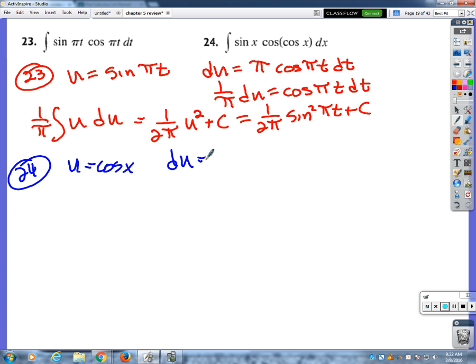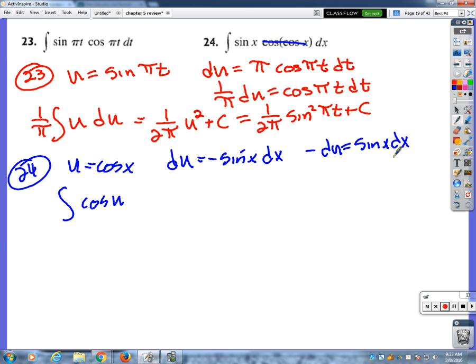So then du is equal to negative sine of x dx, which means, this seems a little unnecessary, but we'll just do it, negative du equals sine of x dx. So now we're ready to go. u is cosine of x, so this part right here becomes u. So that's cosine of u. So we've done that.